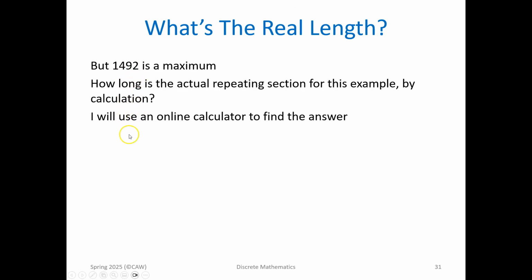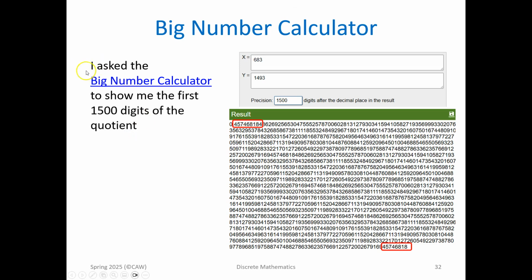So I used an online calculator to find the answer. I went online to something called the Big Number Calculator. And I asked it for a precision of 1,500 digits after the decimal place, to get us beyond the 1492, 1493. And I divided 683 by 1493. And here's the result. So I'm very glad I didn't try to do this by hand. Right? I'd never get done.